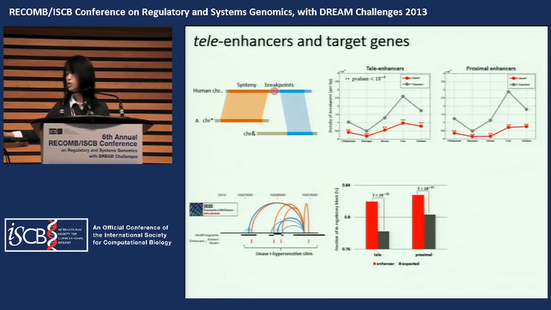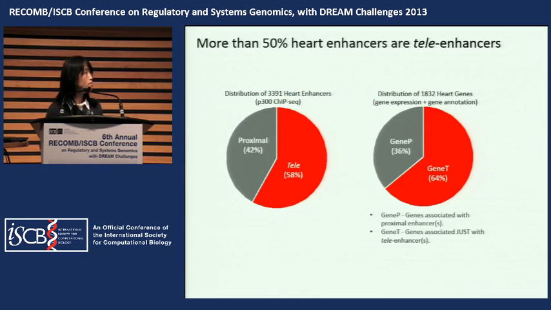So we move to the next step to look at the enhancers. Immediately we found that more than half of the heart enhancers are tele-enhancers. This is a little bit of a surprise to us. It is a large portion, and likewise we found that more than half of the heart genes are completely regulated by tele-enhancers, which we call gene T, and the genes which have at least one proximal enhancer, we call gene P. So these two pie charts show that the tele-enhancer plays a very important role in heart development. So it's worth probing the tele-enhancer in depth.